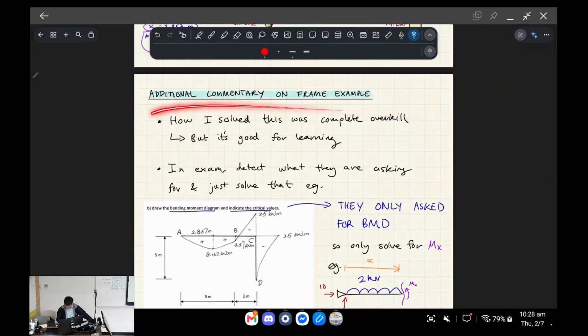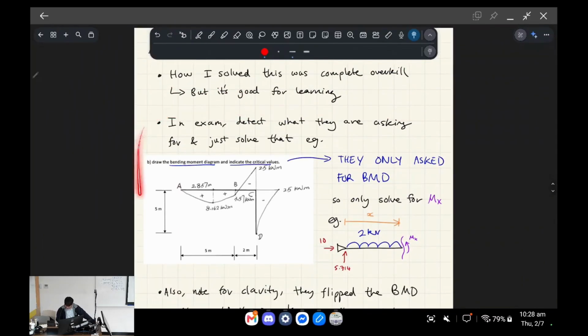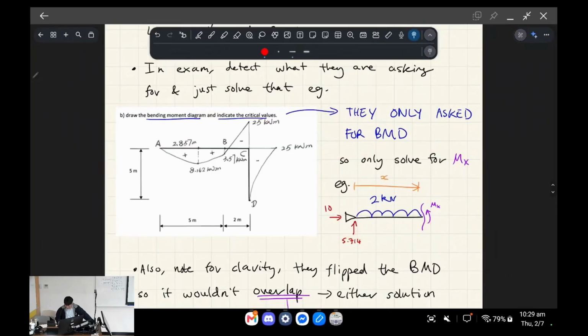Some extra bits of commentary I want to add on top of this is, as I mentioned before, this is complete overkill. Just figure out what they're asking for. So in this particular question, they were only asking for the bending moment diagram. Just solve for the internal moment. In other words, I wouldn't even bother drawing the arrows for shear and internal axial force.